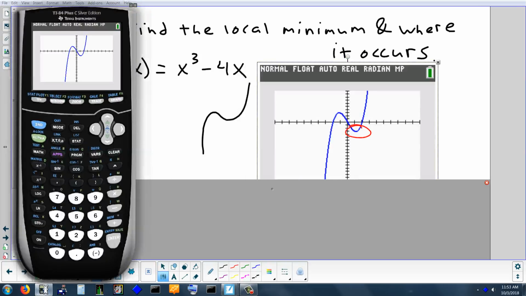So they're asking me 2 things. What is the minimum? Where is the minimum? Okay, I'm going to show you how you answer that. So second calc, minimum. Pick a point to the left. Pick a point to the right. Do your guess. What is the minimum? Where is the minimum? Both answers are right there on the screen. You just have to know which one is which.